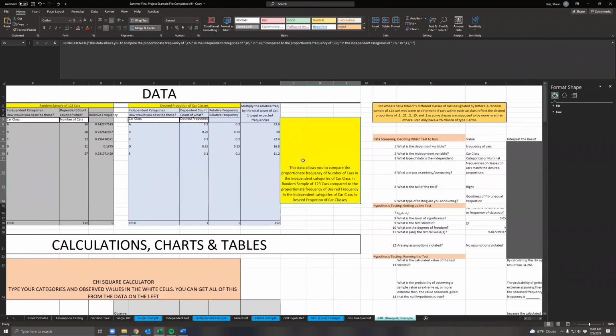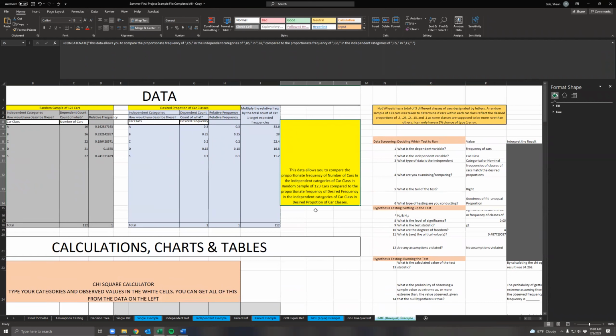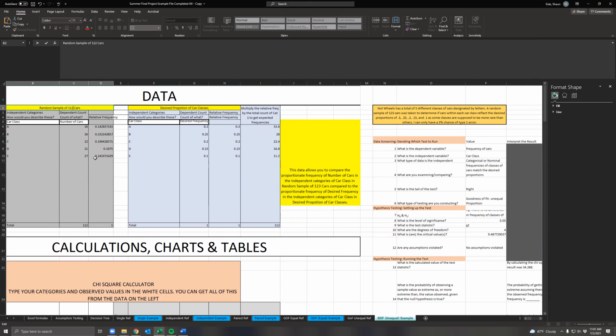read through this. This data allows you to compare the proportionate frequencies of numbers of cars in the independent category car classes in random samples of, it's actually 112 cars, random samples of 112 cars compared to the desired frequencies of the independent category car classes in the desired proportion of car classes. And so we have the desired proportion of car classes, which is right here, and the actual number of cars in each class right here.